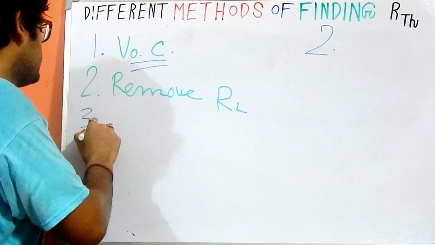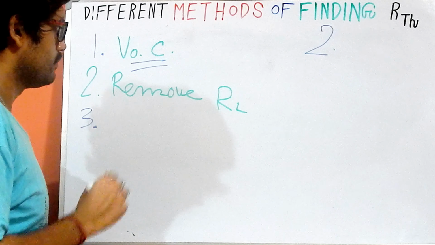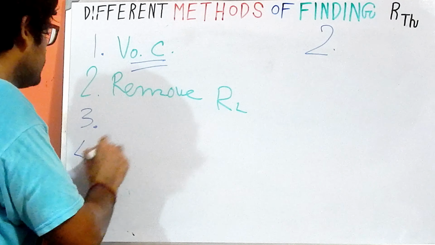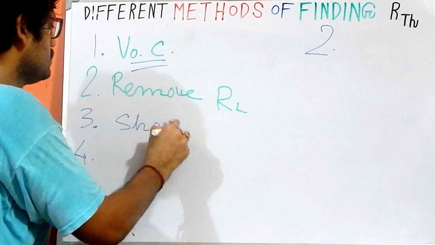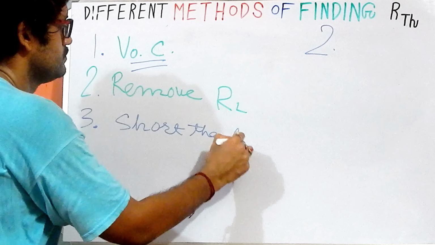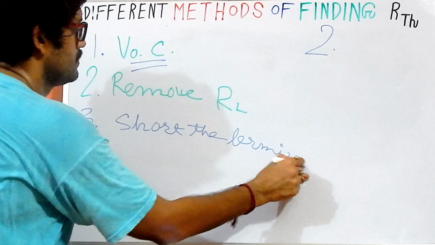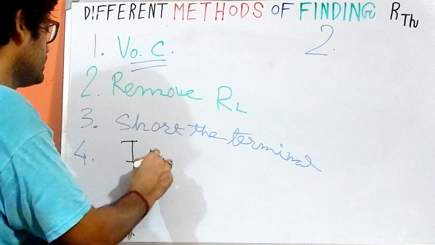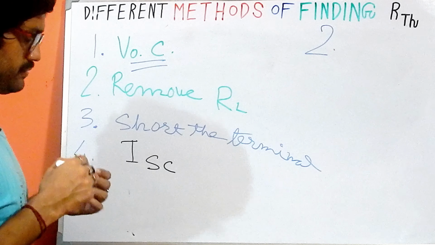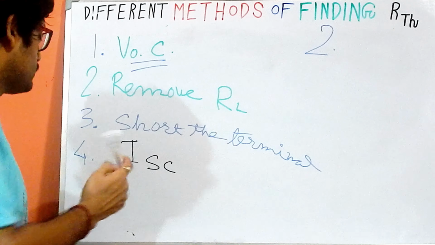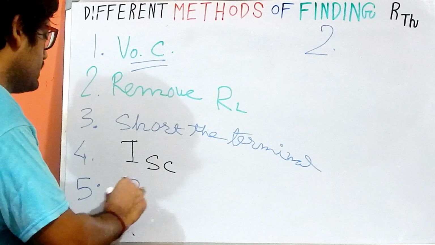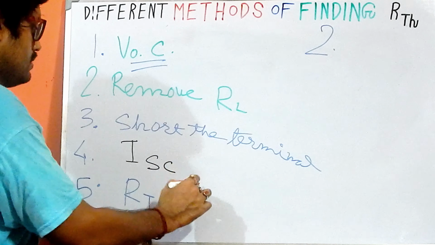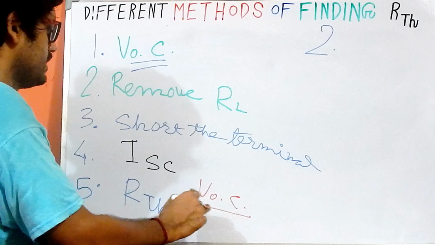The next step is to make a short circuit of that terminal. Short the terminal, and the next step is to find the short circuit current, which is ISC. And what is the equivalent resistance for that? The formula is very simple. The equivalent resistance RTH is the open circuit voltage VOC divided by ISC.